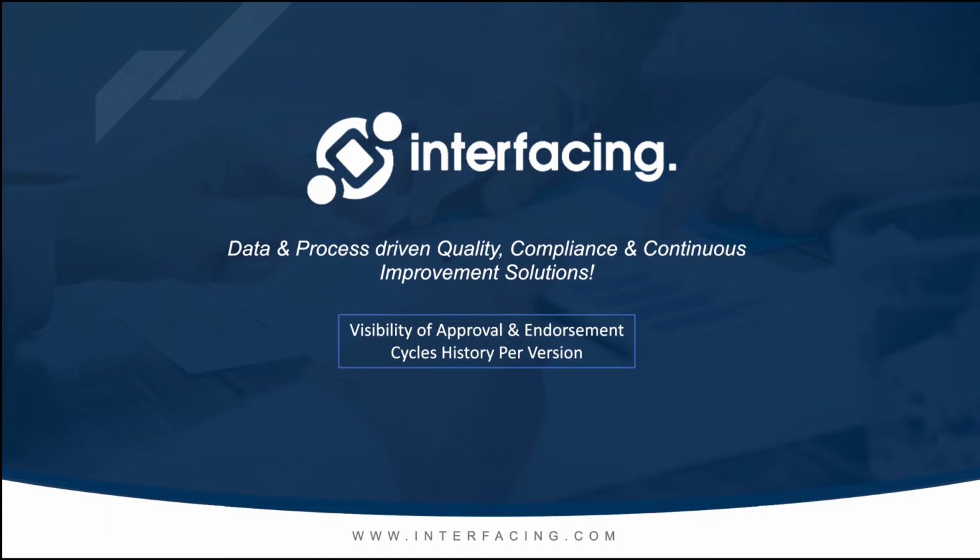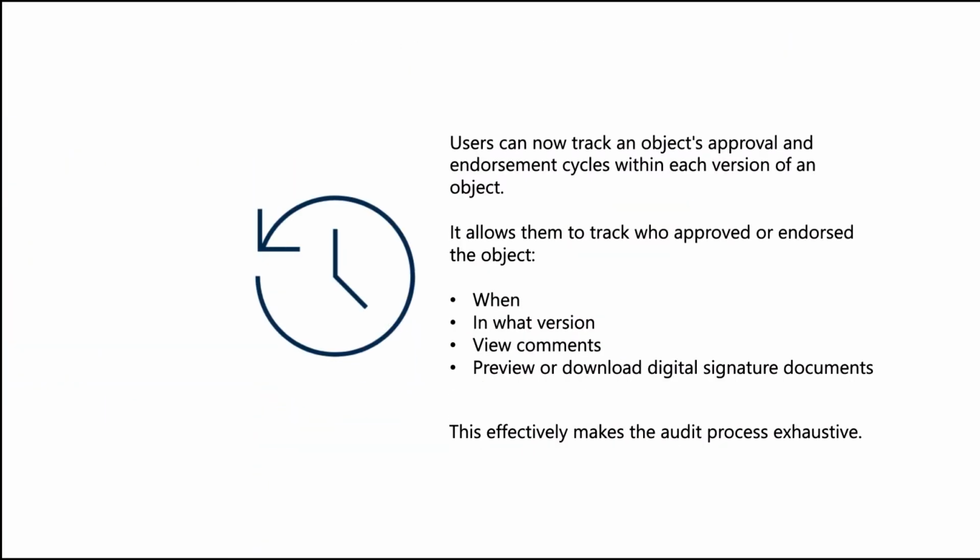Visibility of approval and endorsement cycles history per version. Users can now track an object's approval and endorsement cycles within each version of an object. It allows them to track who approved or endorsed the object, when, in what version, view comments, and preview or download digital signature documents. This effectively makes the audit process exhaustive.